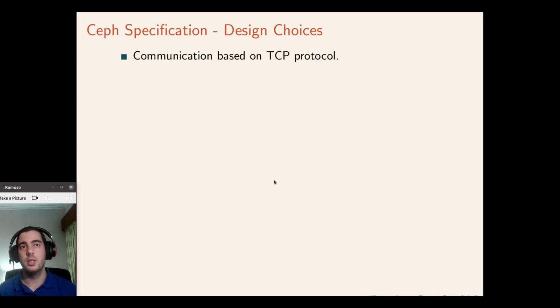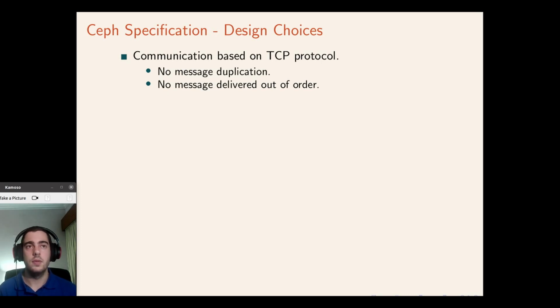So for example, the communication mechanism. In the implementation, they have a complex mechanism based on the TCP protocol. However, in the specification, it didn't make sense to model it in its entirety. So there is a simplified mechanism in the specification that has no message duplication. The messages are delivered in order for a given connection, and the messages are only discarded when a new election period starts. So an epoch is an election period.